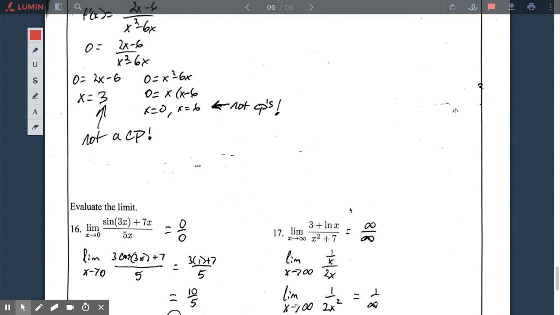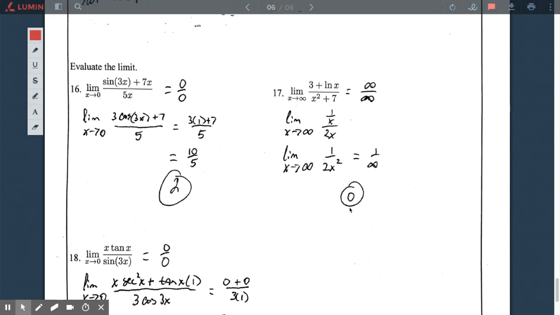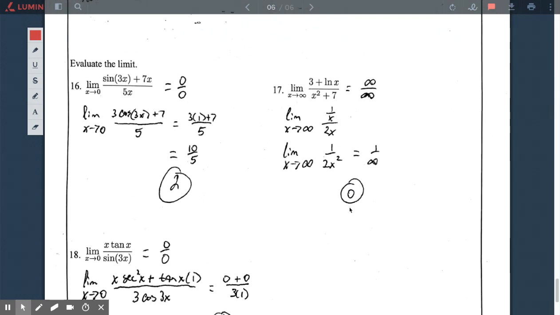We talked about 15 in class. 16. We're looking at L'Hopital's rule. So the number 1 rule is to plug in.